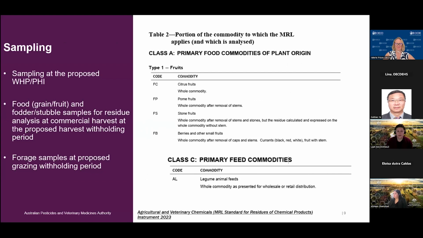So sampling should occur at the proposed withholding period or post-harvest interval. Food and fodder samples should be taken at commercial harvest at the proposed harvest withholding period, and forage samples at the proposed grazing withholding period. The portion of the commodity which should be sampled in Australia is listed in our MRL standard, which you can see here. Codex portions are listed in the Codex classification of food and animal feeds, which Guibao will talk about later. And generally, the portions that make up the field sample are selected randomly, systematically, or from predetermined parts of the plot, depending on the situation.